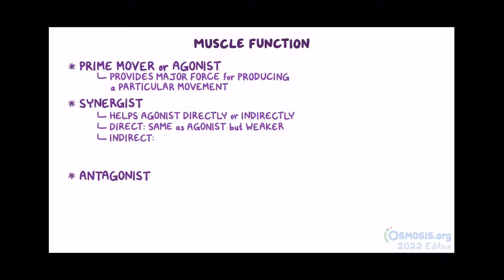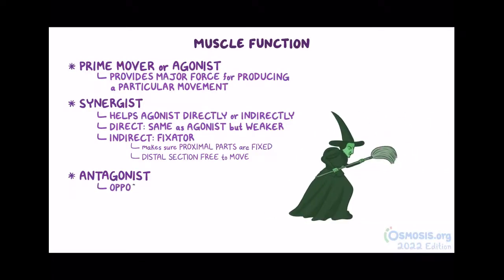In indirect support, the synergist acts as a fixator, making sure that the proximal parts of a limb are fixed in place, which leaves the distal section free to move. In some cases, an agonist may have several synergists helping it out to make sure the right movement is executed. Now, like a good story, every agonist has an antagonist, which opposes the action of an agonist. Let's walk through an example.